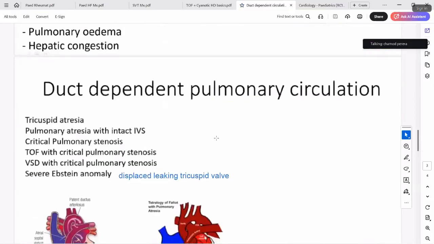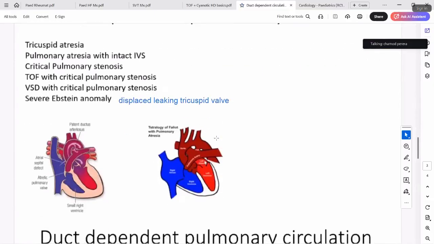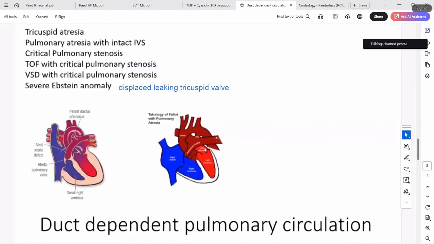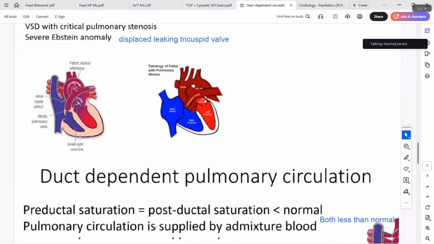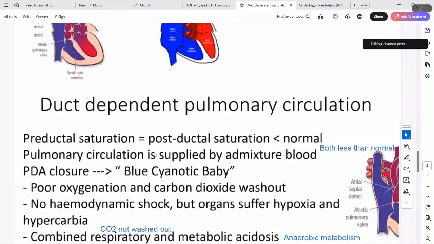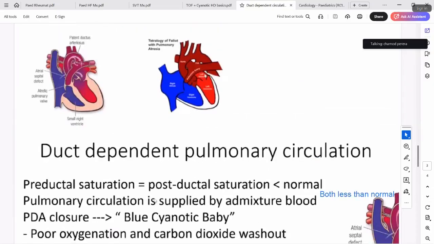Now let's talk about the duct dependent pulmonary circulation. Like in case of a tricuspid atresia, where the duct is the one that is maintaining blood supply. So the tricuspid valve is atretic, so there is no cardiac output from the right side of the heart. So the pulmonary arteries will be getting blood through the aorta, right? So when the duct is going to close, the pulmonary arteries will not be getting any blood supply, but therefore the oxygenation of the entire body is going to get affected, right?